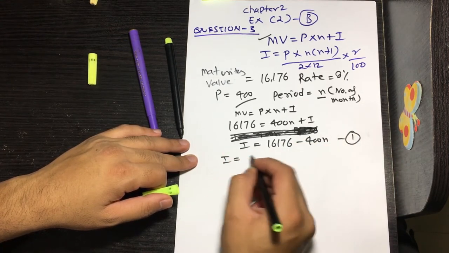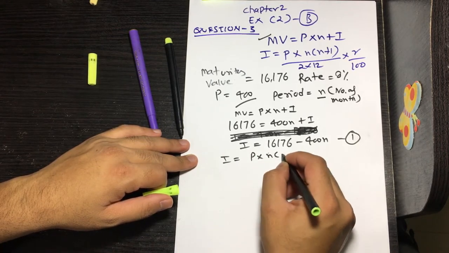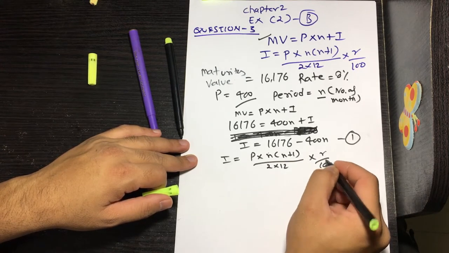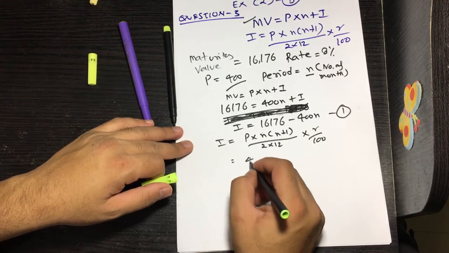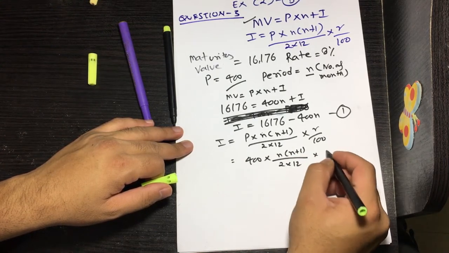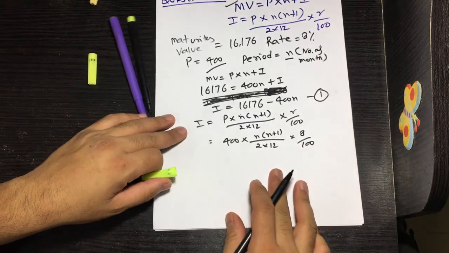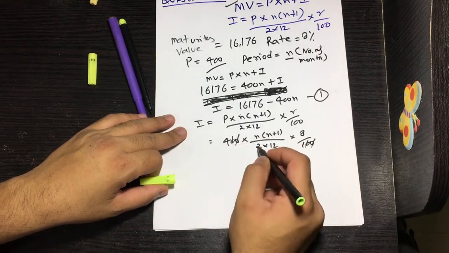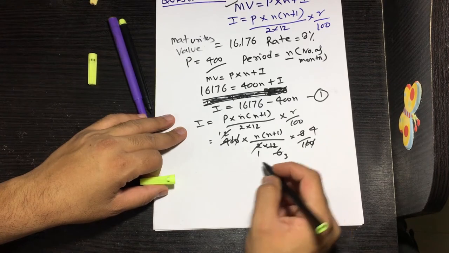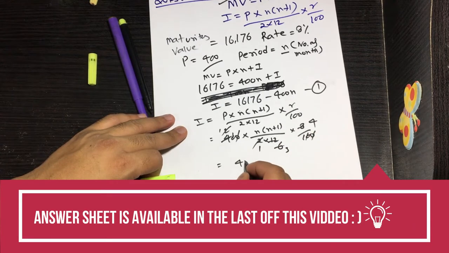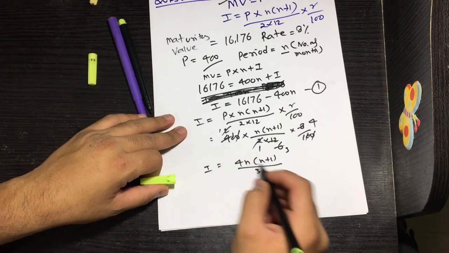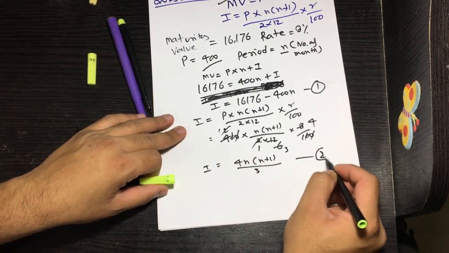Now the second equation, which is P into N into N plus 1 by 2 into 12 into R by 100. So let's start putting the values. P is 400 into N, which we don't know, into N plus 1 / 2 into 12 into R, and R is 8 / 100, right? Zeros cancel, and if we solve this, it becomes 4N, N plus 1, / 3. And that is I. So this is my equation number 2.